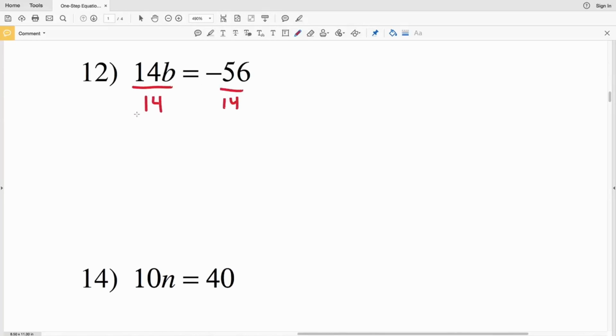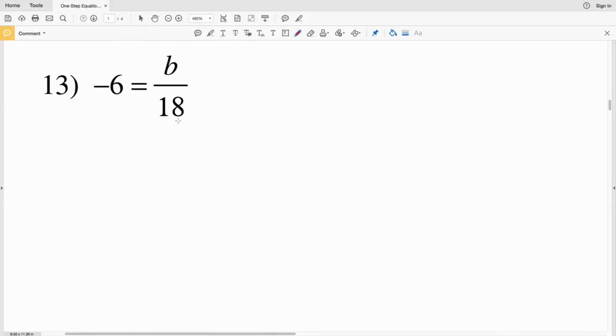14 divided by 14 is 1, so we're left with 1 times b is equal to negative 56 divided by 14, which is negative 4. 1 times b is b, and b is equal to negative 4. For number 13, we have negative 6 is equal to b divided by 18.